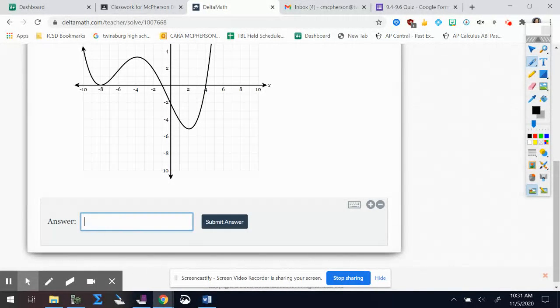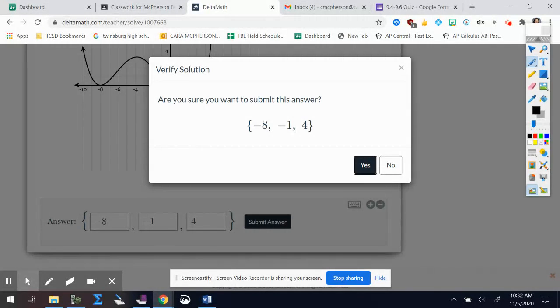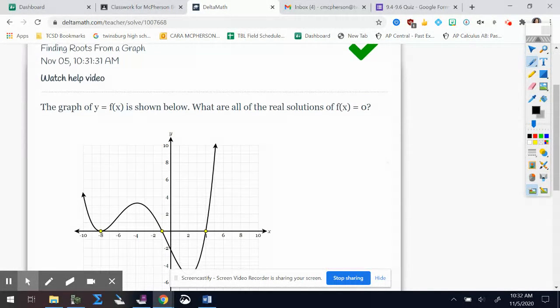So when you type them into your screen, you're going to type in -8. You can hit the little plus sign to give you another one, or you can hit a comma to give you another spot, and then you're going to type in -1, and then you have another answer. Your third answer is +4, and you're going to submit that. So that's what this section is asking you to do.